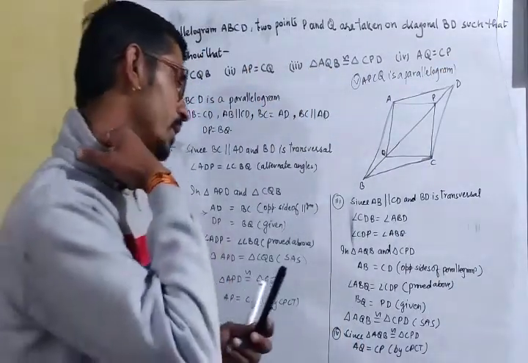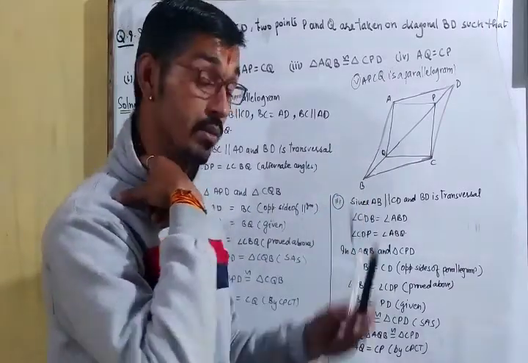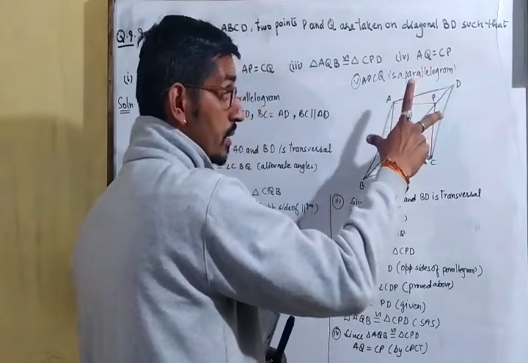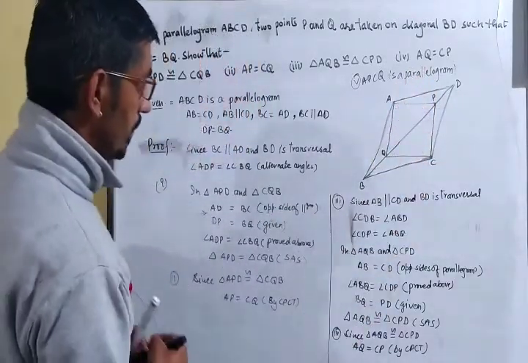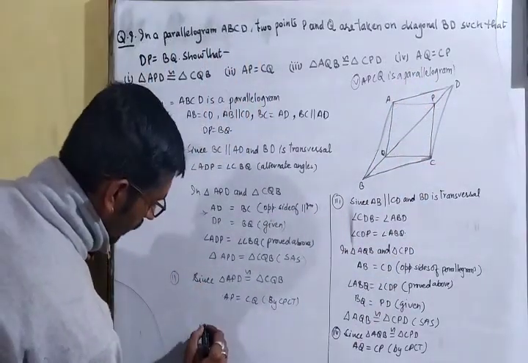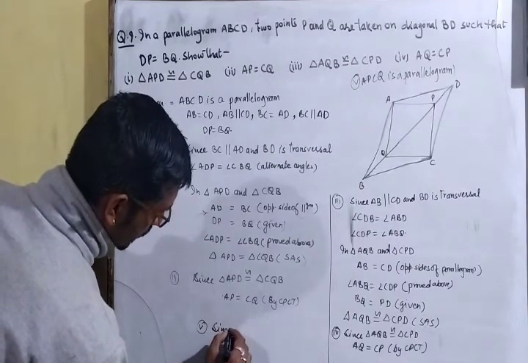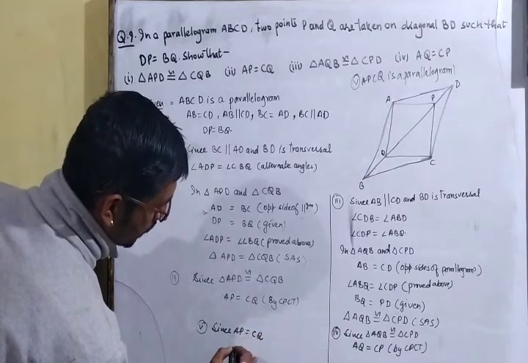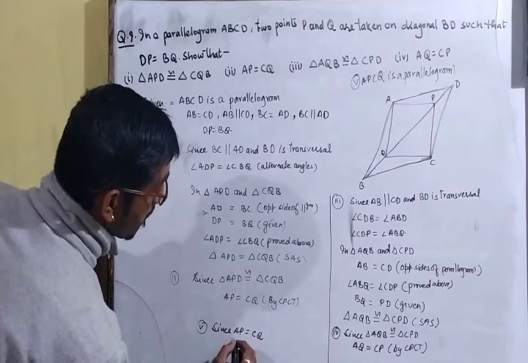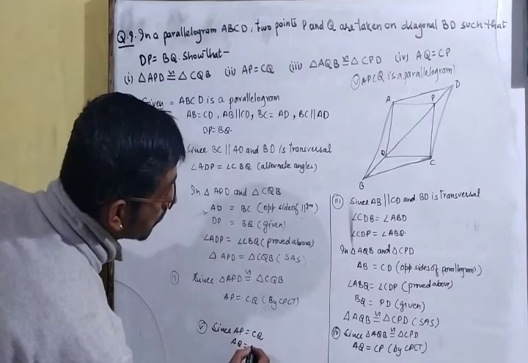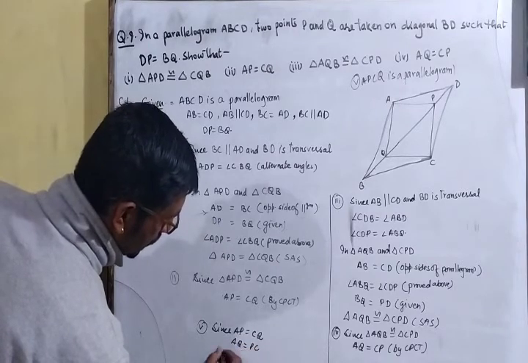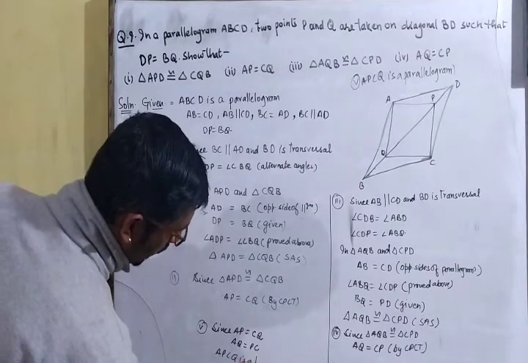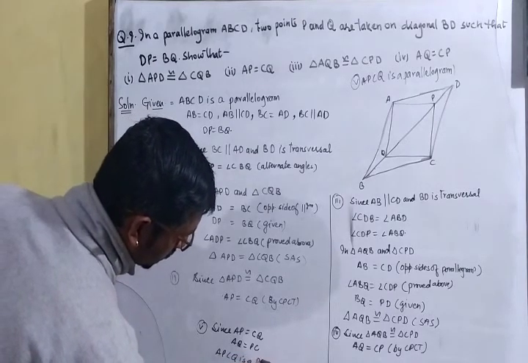So how to prove APCQ is a parallelogram? Since opposite sides are equal to each other, so it is a parallelogram. Okay, so at last fifth part you will write, since AP is equal to CQ and AQ is equal to PC, so what we can say, APCQ is a parallelogram.